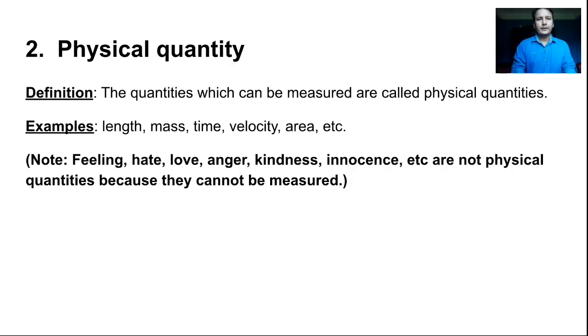Now another topic, that is physical quantity. We measure mass with the help of a beam balance, length with the help of a scale or measuring tape, temperature with the help of a thermometer, etc. So physical quantities are those which can be measured directly or indirectly. For example, length, mass, time, velocity, etc.